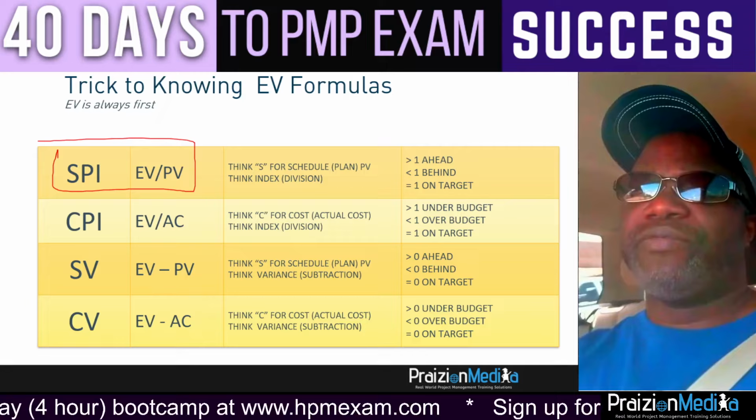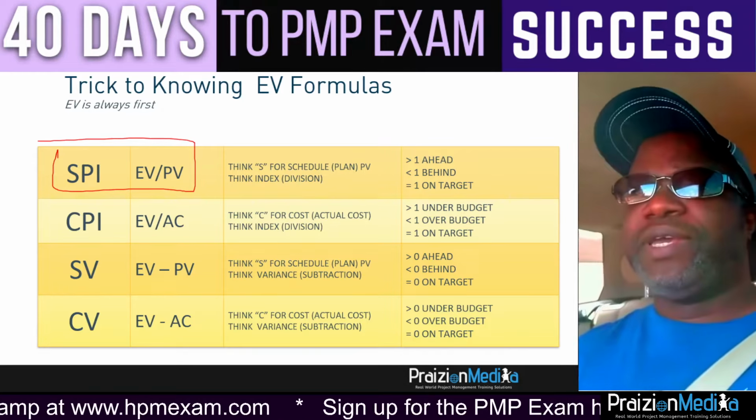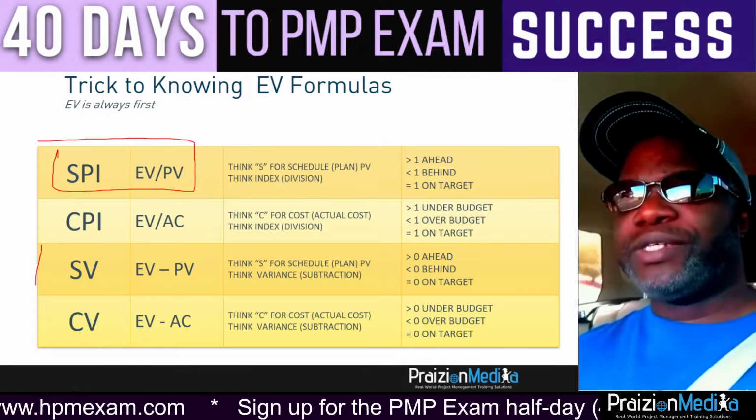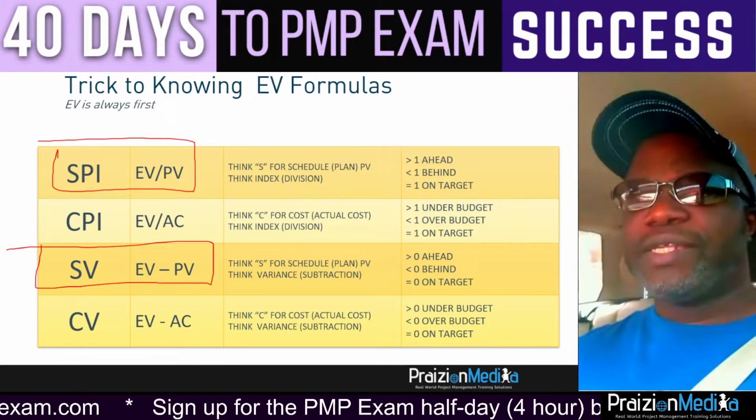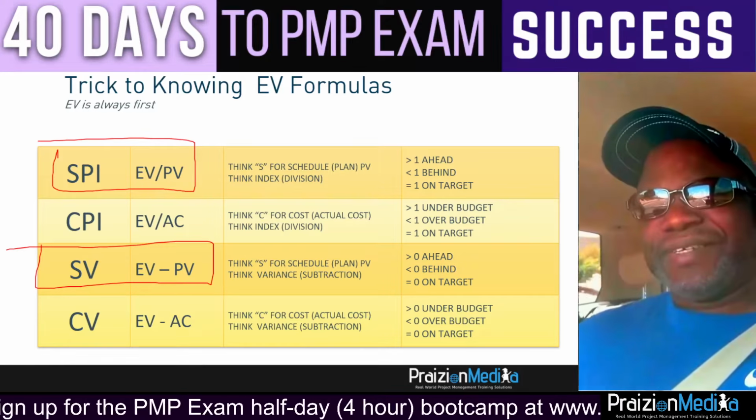So you divide by PV. EV divided by PV is SPI. For SV, EV minus PV is SV. I hope that makes sense, and I hope I got it right.